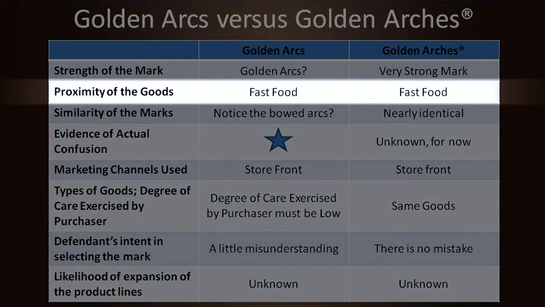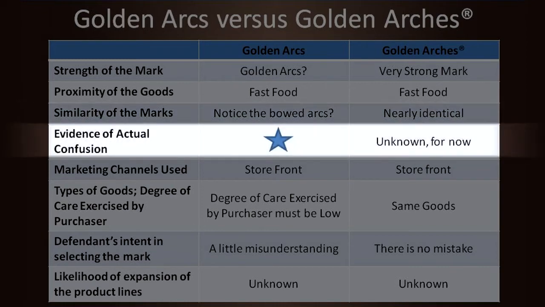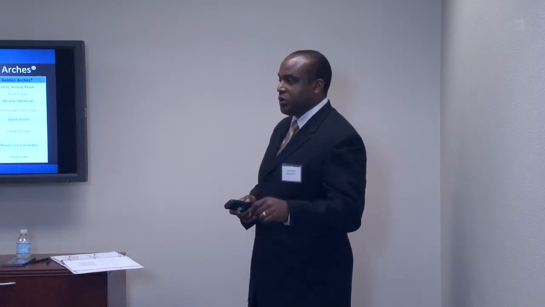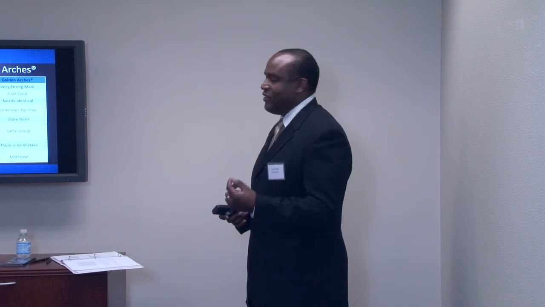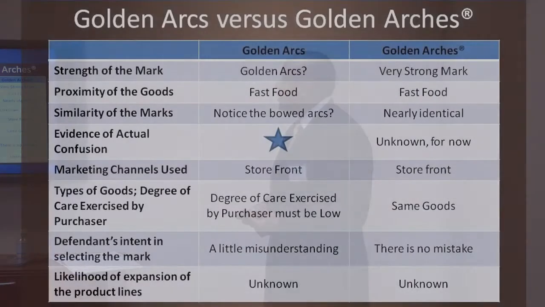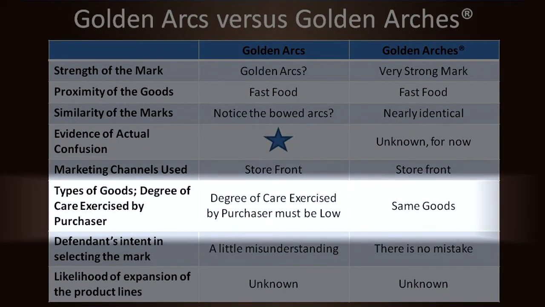Proximity of the goods is exactly the same. Similarity of the marks, here we go again, right? With the strength, tied in with the strength of the mark. Actually, evidence of actual confusion is very interesting. When they were taping Coming to America, a local McDonald's owner threatened to file suit, okay, because he really thought it was a real restaurant. And so that, I mean, you can't find better evidence than that of actual confusion, okay? Marketing channels are the same. Degree of care exercised by purchaser might actually push in the direction of the golden arcs a little.